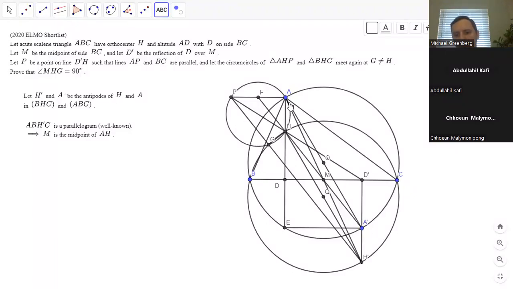Oh, or we could say ADH prime D is a parallelogram. So that would mean, yeah, I'm wondering if we could just get rid of point F. No, I don't think we can just get rid of point F. So let F be the midpoint of AP.